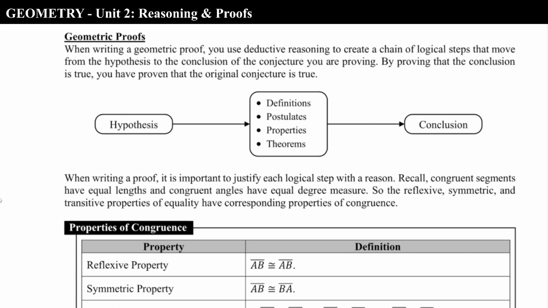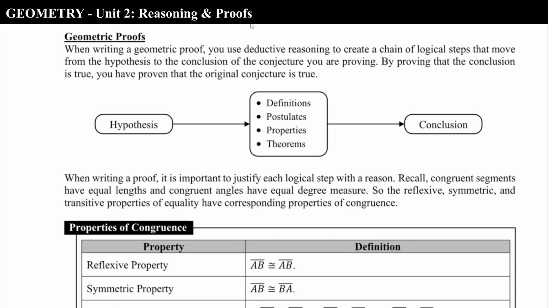So when you're doing a geometric proof, you're going to use deductive reasoning to create a chain of logical steps that move from the hypothesis to the conclusion of the conjecture you are proving. So remember, deductive reasoning, you have to use rules and laws to justify your reasons and your conclusions. Okay? Unlike inductive reasoning where you're making assumptions. By proving that the conclusion is true, you have proven that the original conjecture is true.